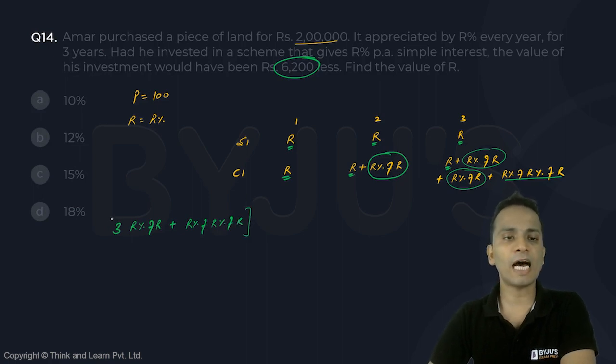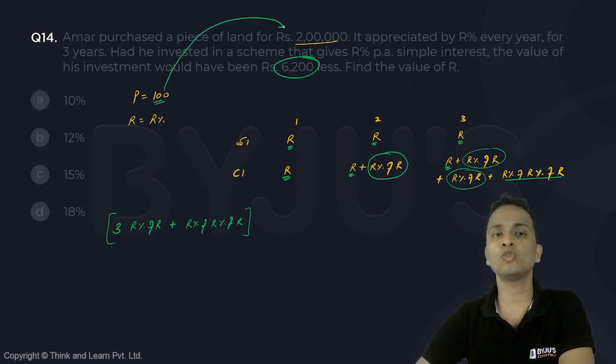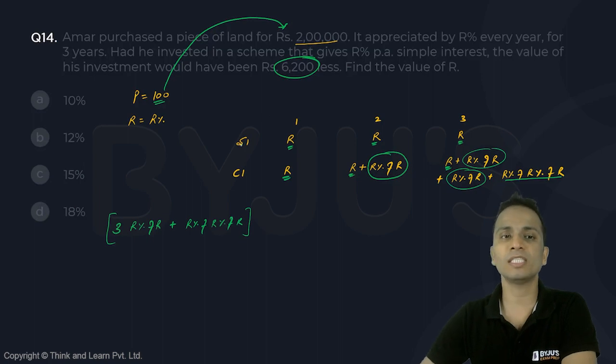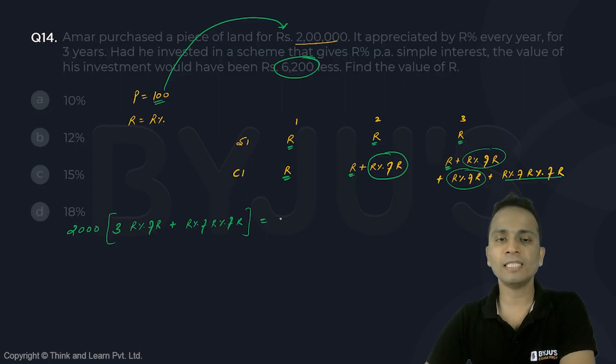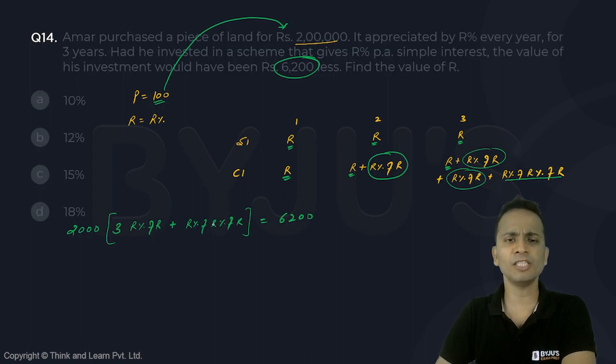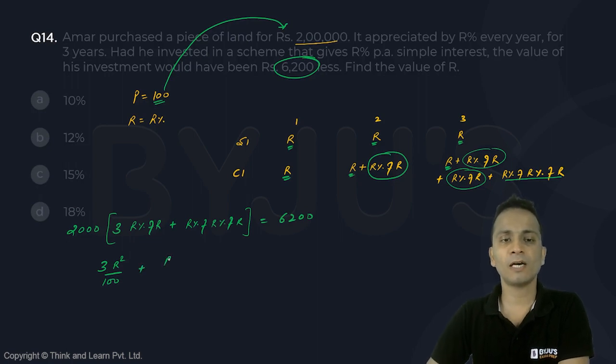Now this is the interest that I have obtained when the principal was 100, but the principal is 2 lakhs. That means 2000 times the value that I have assumed. So I'll multiply this by 2000, and this difference can be equated to 6200. Now do the simplification to find the value of R. If you start solving it directly, it will be difficult to calculate the value of R. So let's use options. Inside the bracket, I have 3R square upon 100 plus R cube upon 10,000.